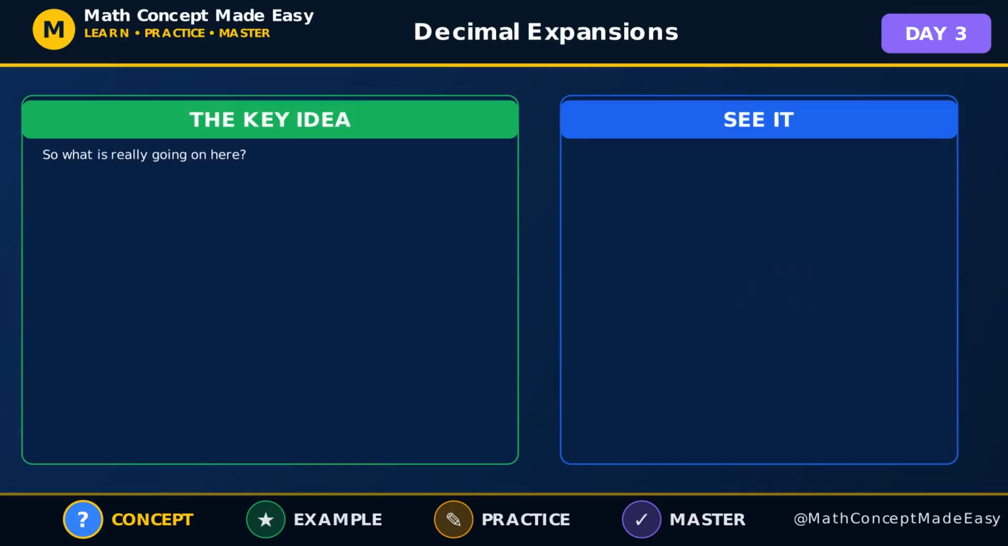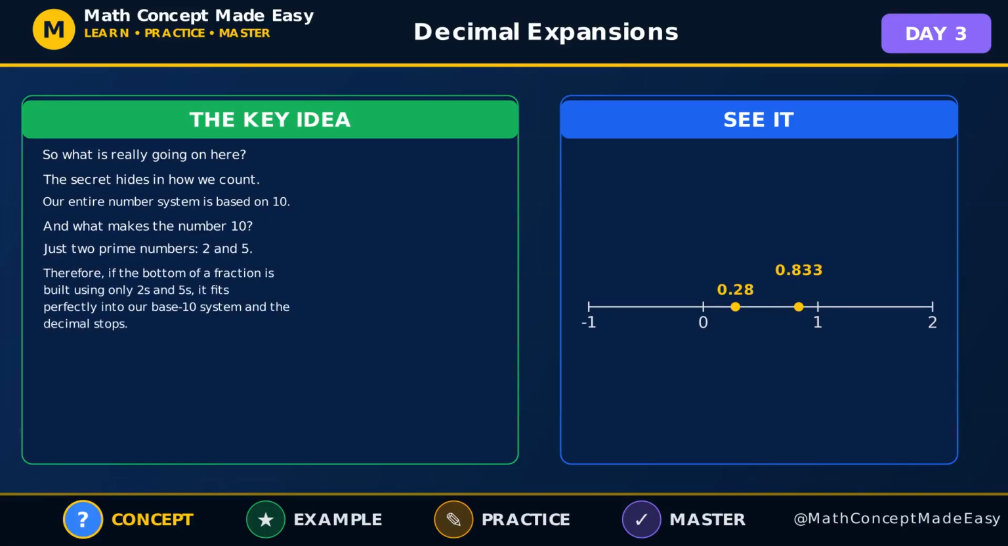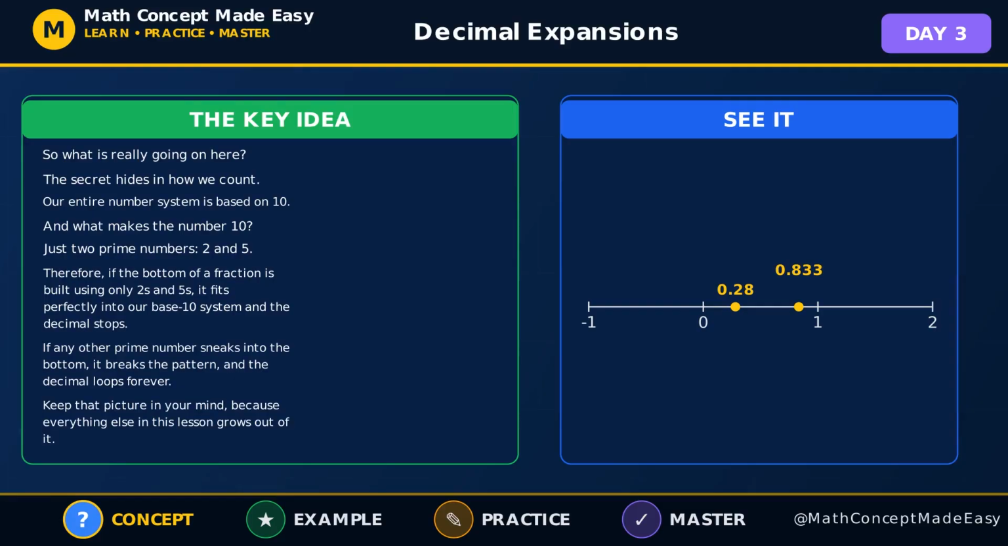So what is really going on here? The secret hides in how we count. Our entire number system is based on 10. And what makes the number 10? Just two prime numbers, 2 and 5. Therefore, if the bottom of a fraction is built using only 2's and 5's, it fits perfectly into our base 10 system and the decimal stops. If any other prime number sneaks into the bottom, it breaks the pattern, and the decimal loops forever. Keep that picture in your mind, because everything else in this lesson grows out of it.